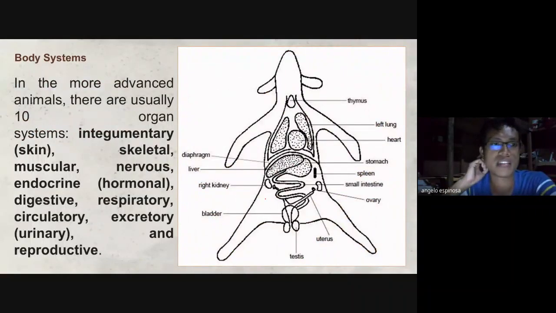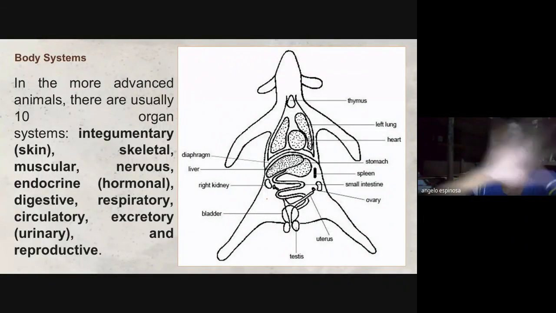So we have the body systems. There are 11 body systems in the body, including the skin. We have integumentary, skeletal, there's a lot of systems, na hanapin nyo na lang. There's a lot of systems there.